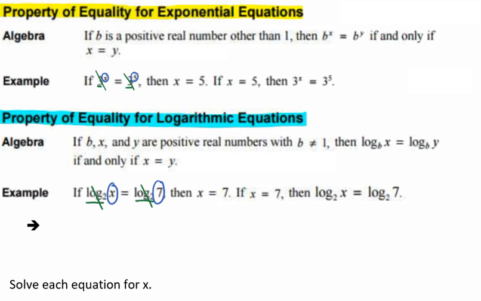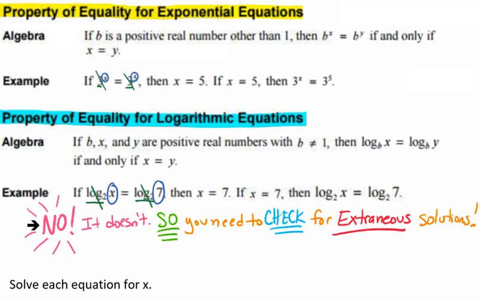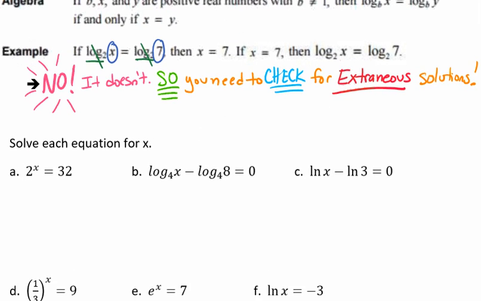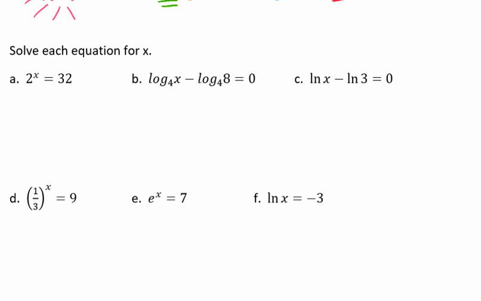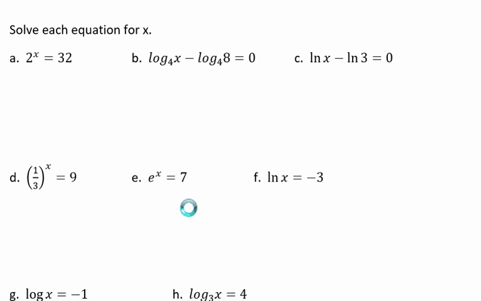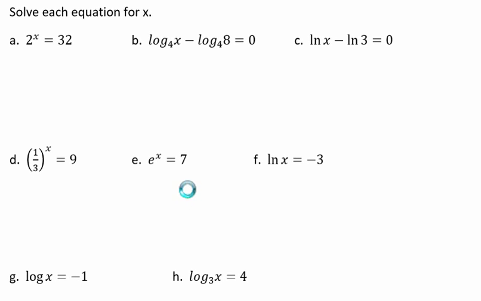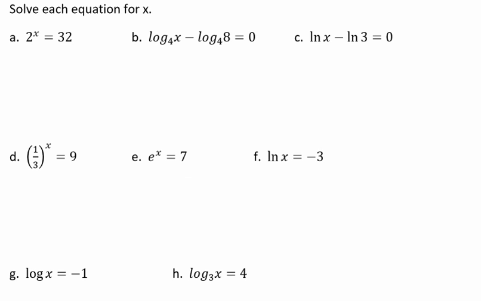So a question gets brought up. Does the domain of the logarithmic function generally include all real numbers? And the answer there is no, it doesn't. So you need to check for extraneous solutions when you're solving. Let's do some examples here. Because we're going to be mostly practicing our properties, none of these solutions will be extraneous. They'll all work out. So we're going to be solving each equation for x.